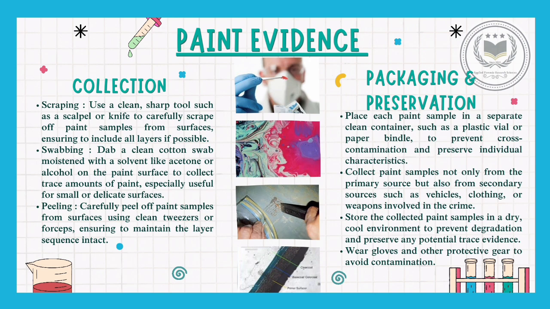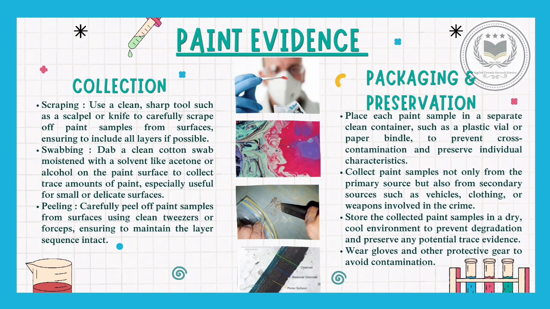Otherwise, we can also peel off the paint samples using clean tweezers or forceps. One more method to collect paint evidence, especially from delicate surfaces, is to take a clean acetone or alcohol moistened cotton swab and rub it on the suspected surface in a circular motion to collect the trace amounts of paint. For its packaging, we must again use clean and dry containers like plastic vials and store them in a dry and cool environment to prevent their degradation.